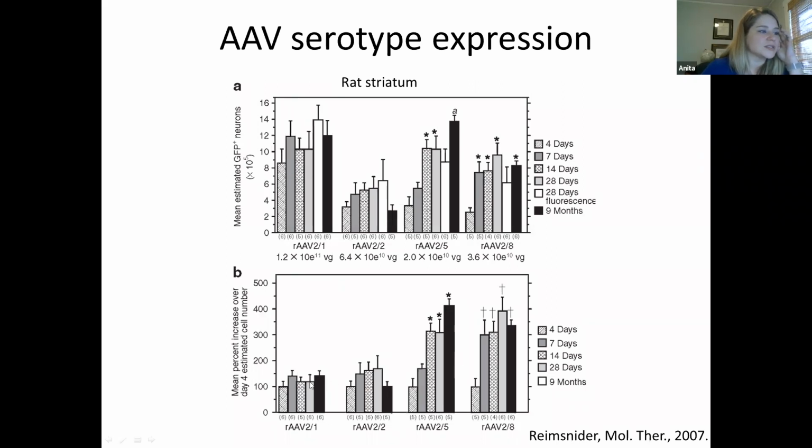Here, this is a percentage from day 4 in panel B. So you can see the 2/5 is getting this huge increase. So for example, if you are trying to express GCaMP or something, you may need to keep this in mind, that you may have more cells expressing GCaMP from day 7 till day 9 months, whatever black is in here. So just keep in mind if you're doing long-term expression studies that this could affect how your signal looks day to day.